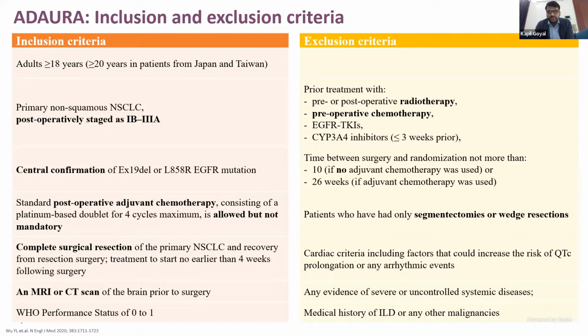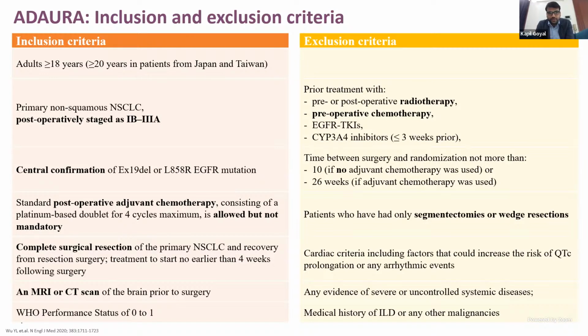Patients who had received pre- or post-operative radiotherapy or pre-operative chemotherapy, any kind of EGFR TKI or CYP3A4 inhibitor were also excluded. Time between surgery and randomization was not more than 10 weeks or 26 weeks, depending upon whether chemotherapy was also received. Patients who had only segmentectomy or wedge resection were excluded.